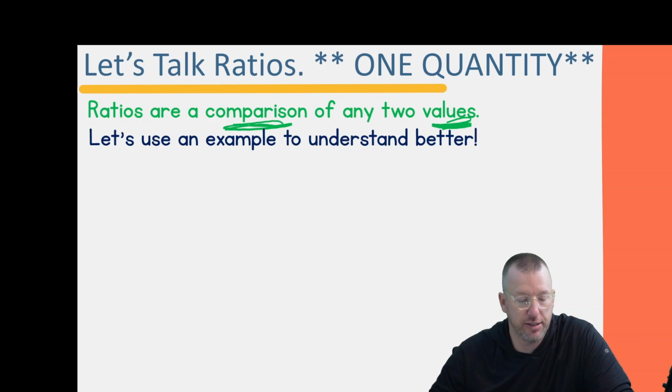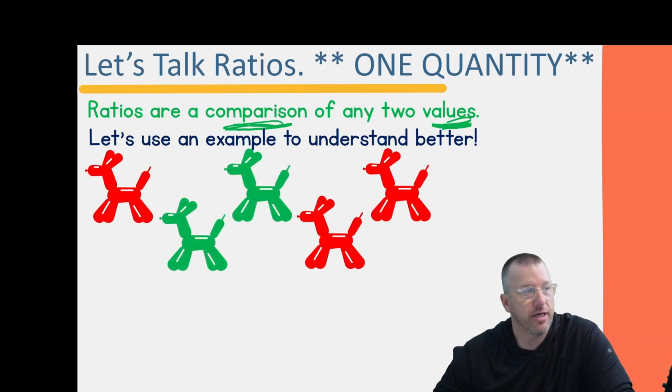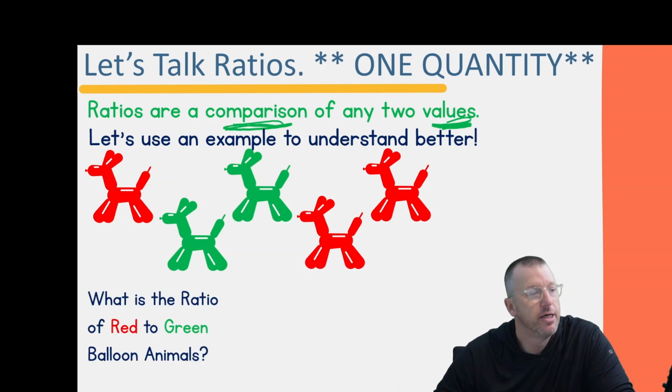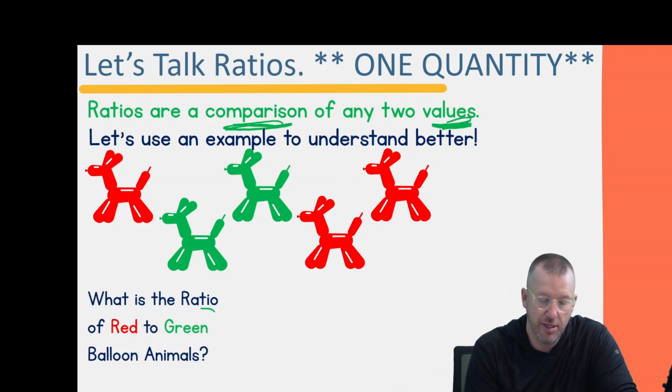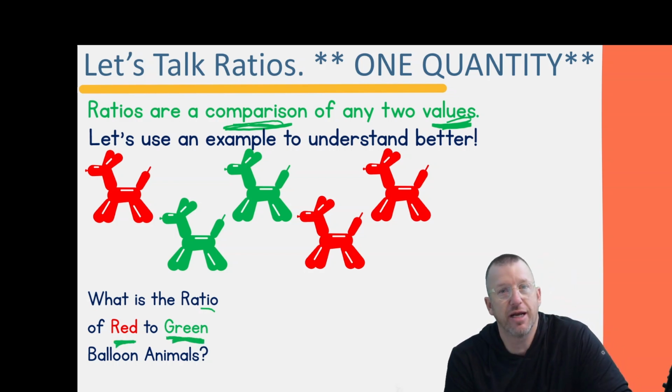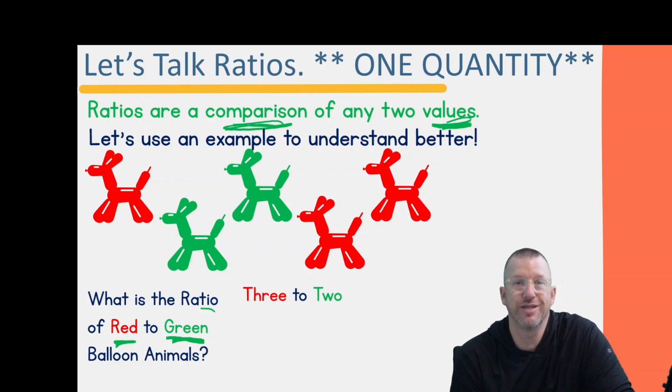Let's use an example because I think that's going to help you understand a little better. Here we got some balloon animals, but we got different colored balloon animals. We have some red, some green, and a collection of all the balloon animals. In this scenario, the ratio wants to know what is the ratio of red to green balloon animals. We simply count our red balloon animals, and we see 3, and we count our green balloon animals, and we see 2.